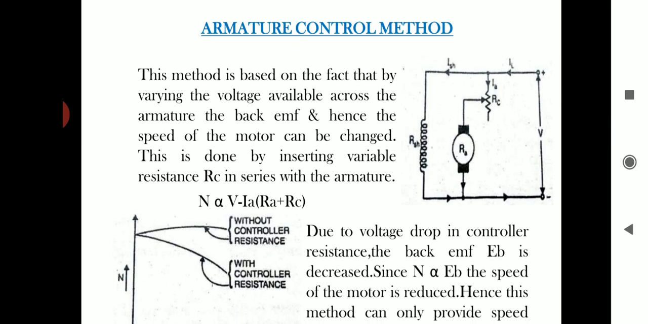Now see here. Second is the armature control method. So how does it work? We'll see now. This is again for a shunt motor. Here is one armature and one field winding.